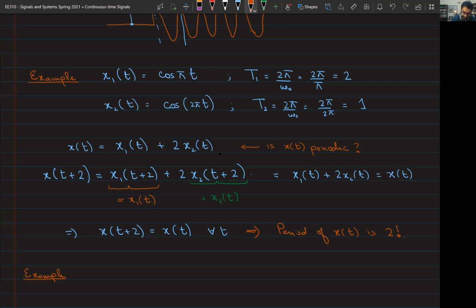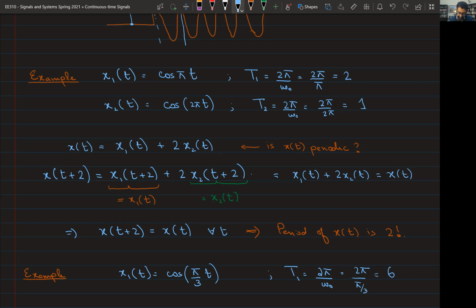So once again, we're dealing with sinusoids, and x1 of t is cosine of pi by 3 t. So what is the period for this? Period is, of course, 2 pi by omega naught, right? And if I just plug in omega naught, this is 2 pi divided by pi by 3, so this is 6 seconds, right?